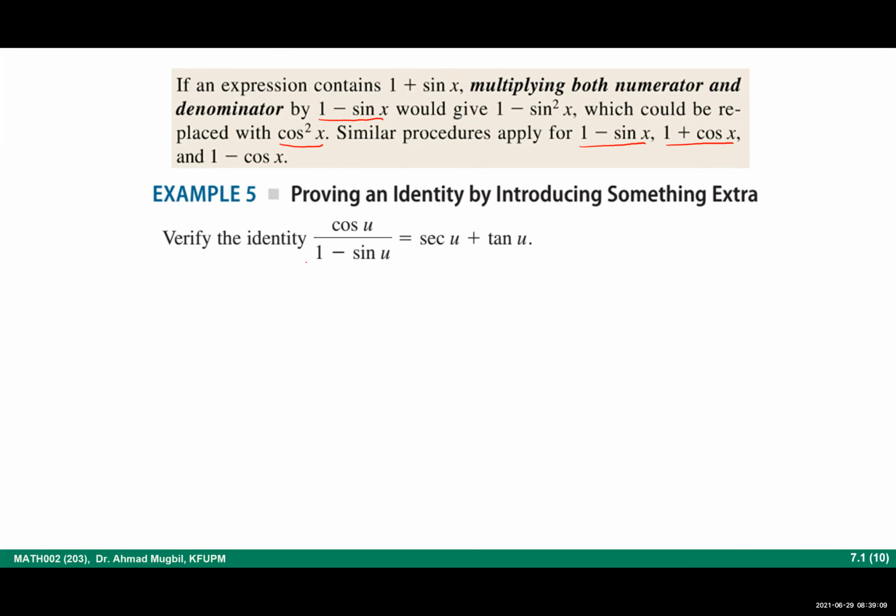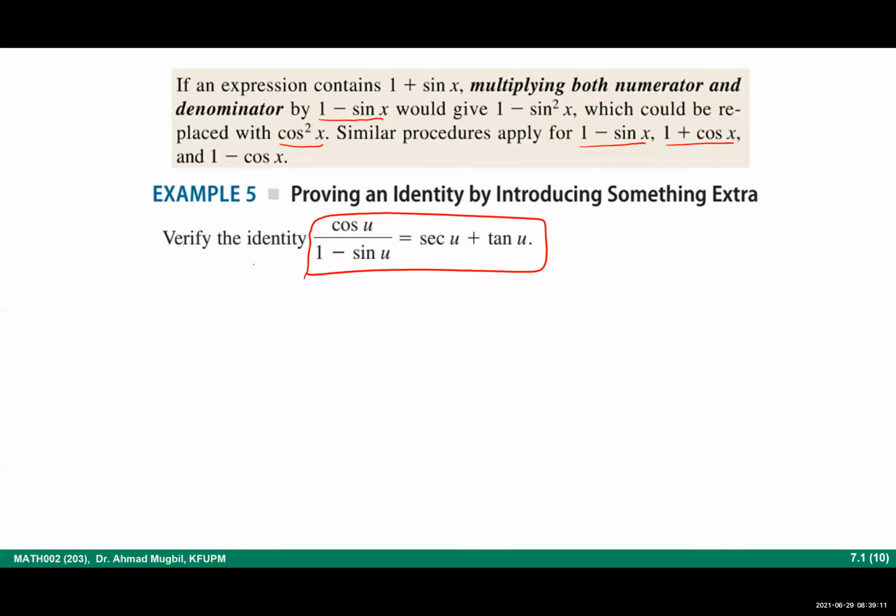Prove this identity. How to prove this identity? Indeed, both sides are, let's say, equivalent in complexity. There is no one more simple than the other one.